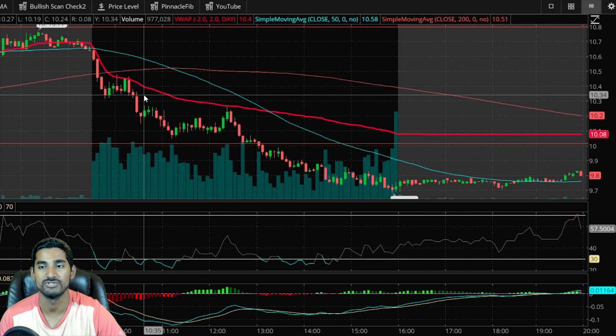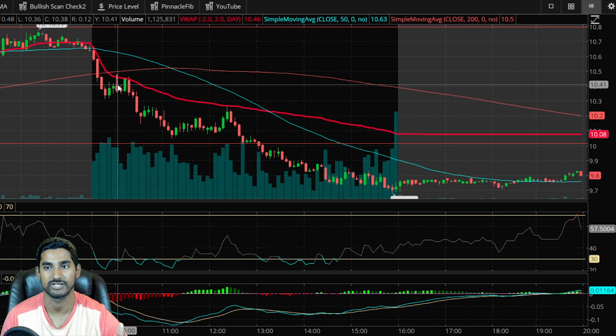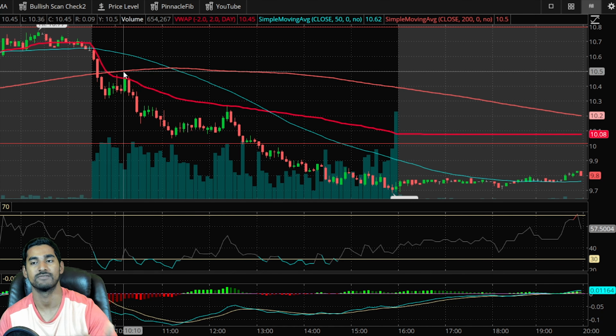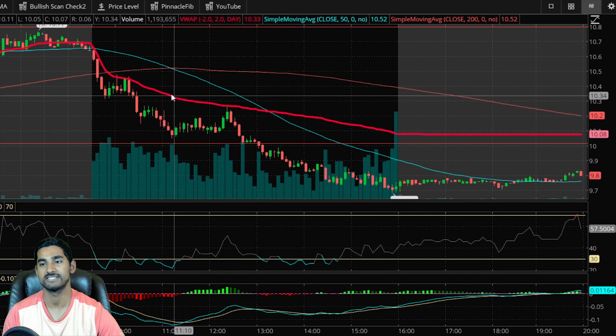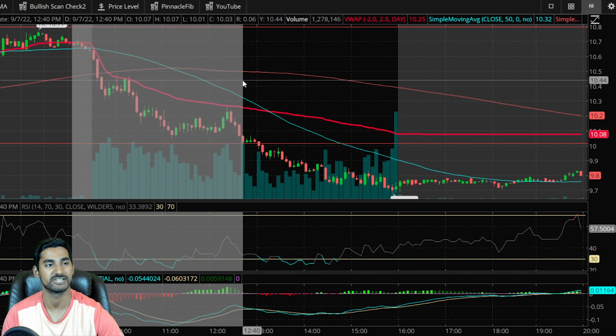VWAP shows you buying or selling pressure. If it's over, there's buying pressure. If it's under, there's selling pressure. So that's obviously what we see in the highlighted section right here.